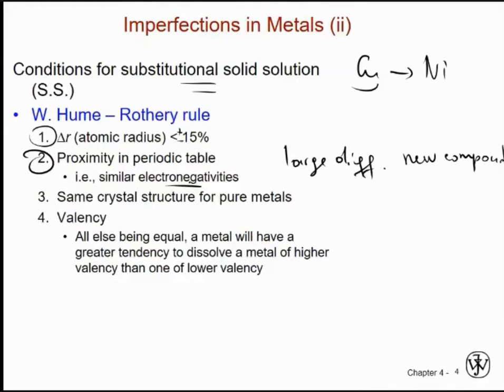But if they have similar electronegativity, this will not happen and they will create solution. So our rule is similar electronegativity, that's why they will not form new compound. The third one, they should have same crystal structure. If one is FCC, another one should also be FCC in order to dissolve completely.